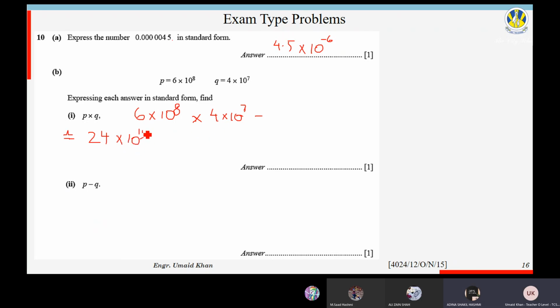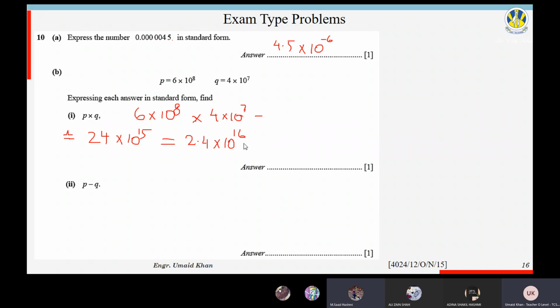15. Very good. Because the two bases are being multiplied, the powers will be added. Now this is not in standard form. So how will we convert it to standard form? 2.4 multiplied by 10 raised to the power. What will be the new power of 10? 16. Very good. Why? Because we have moved one digit to the left, the power of 10 will increase. So it will be 10 raised to power 15 plus 1, which is 16.